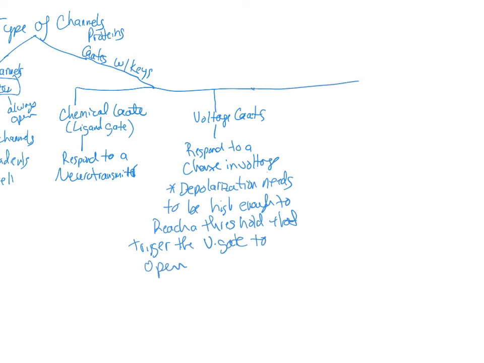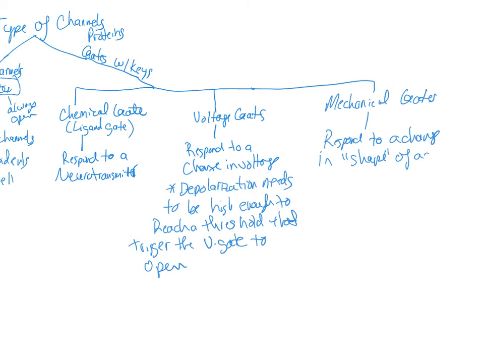And then you've got one that we're not going to spend a whole lot of time on. These are mechanical gates. We'll talk about them a little bit when we do the special senses and when we do pain. Okay? And these respond to a change in shape of adjacent tissues. Basically, it's kind of like you've seen those little toys where you squish them and the little mouth pops open. It's kind of like that.